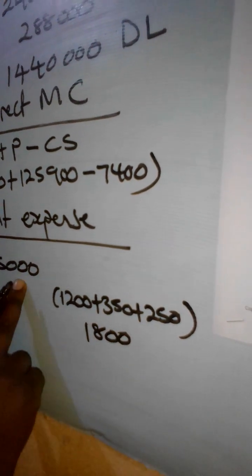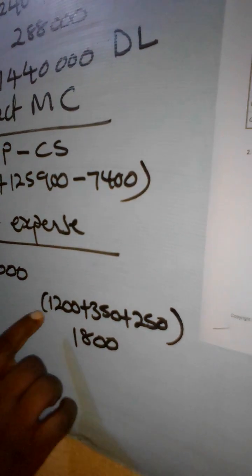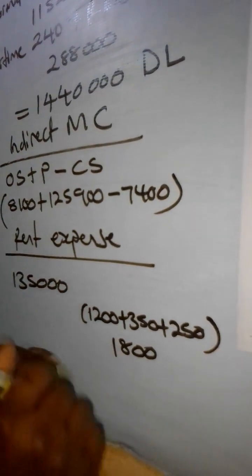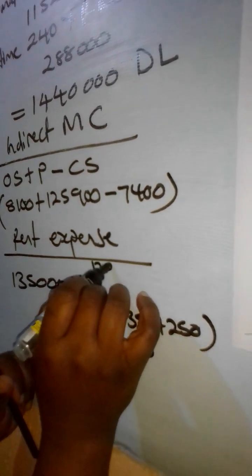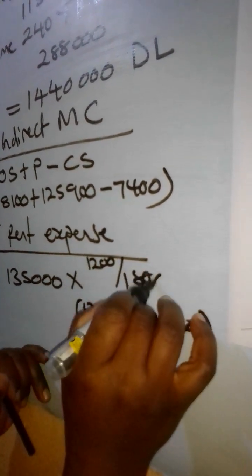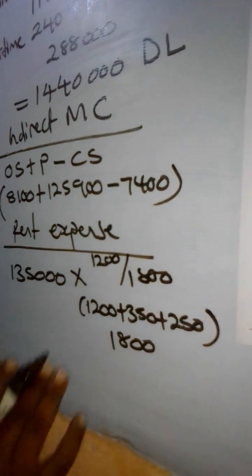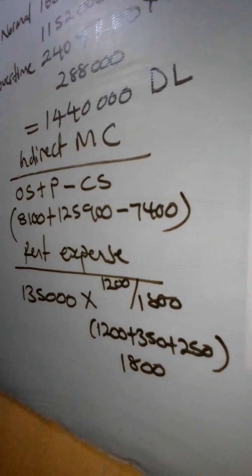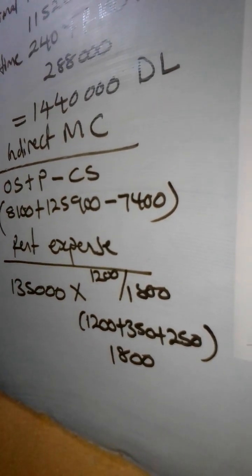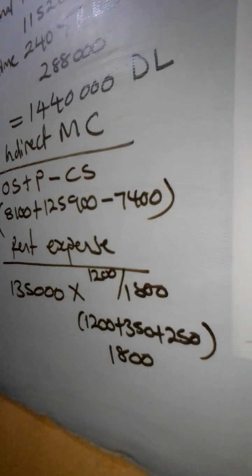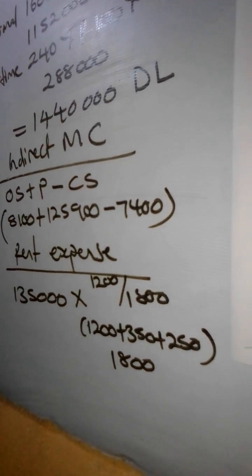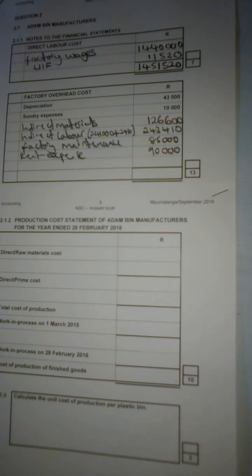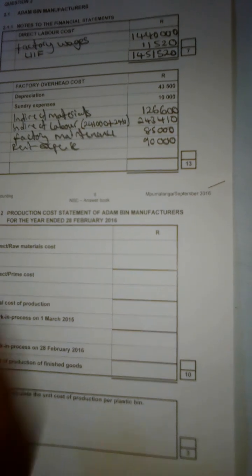So what is it that we want to calculate? We want to calculate 1,200 square meters out of 1,800. So we multiply by 1,200 over 1,800 to get the rent expense for the factory. If we multiply 135,000 times 1,200 over 1,800, we are going to remain with the rent expense of 90,000. It is 90,000 after doing that calculation. We also have water and electricity.